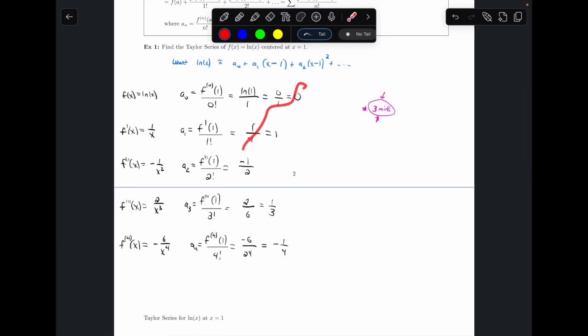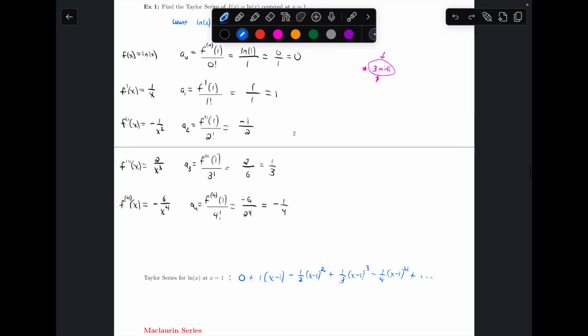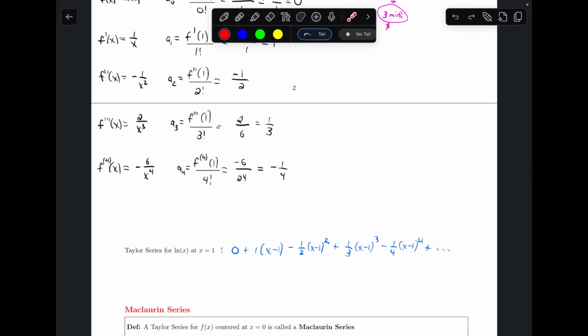I'm going to plug all these coefficients into my Taylor series. So my Taylor series for ln of x here, well, the a naught is 0, and then I get plus 1 times x minus 1, minus 1/2 times x minus 1 squared, plus 1/3 times x minus 1 cubed, and then minus 1/4 times x minus 1 to the 4th. And I could keep going like this. Next up, it would be a plus and then dot, dot, dot, because I notice that the signs are alternating.